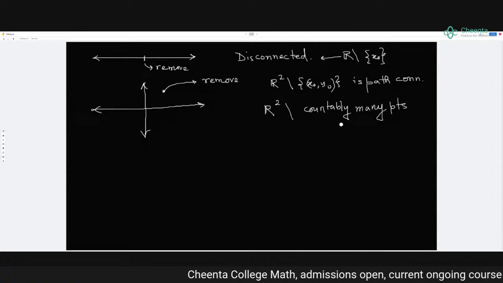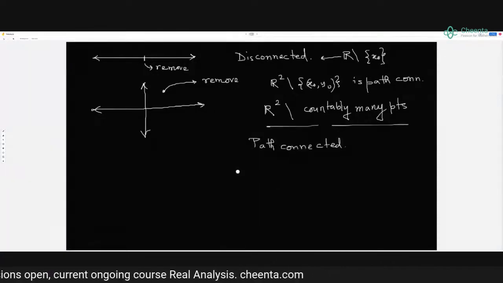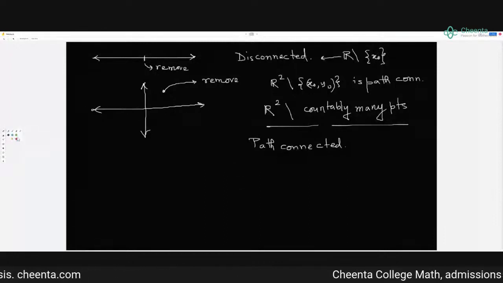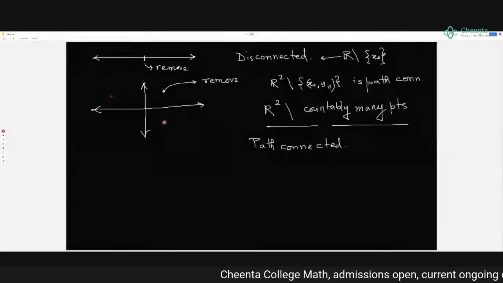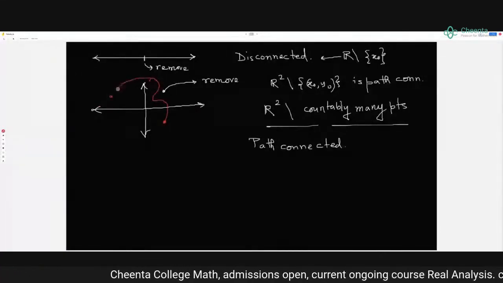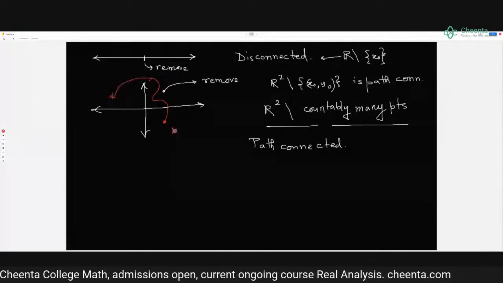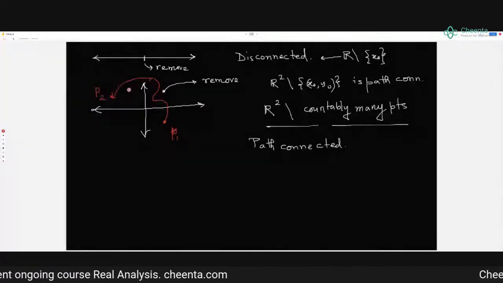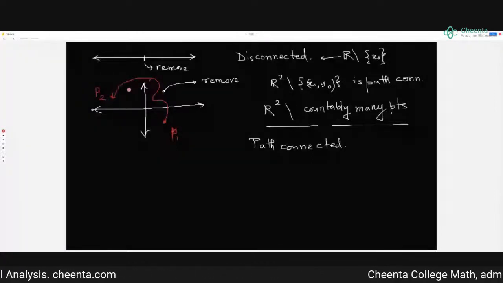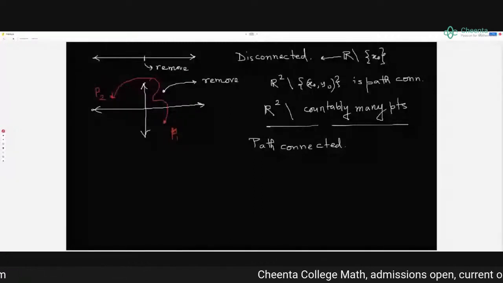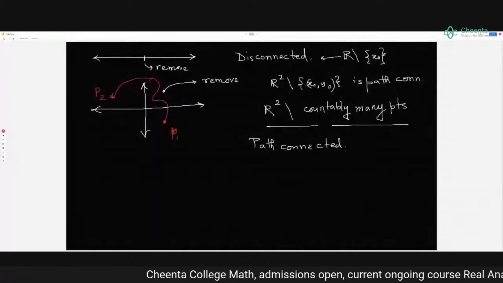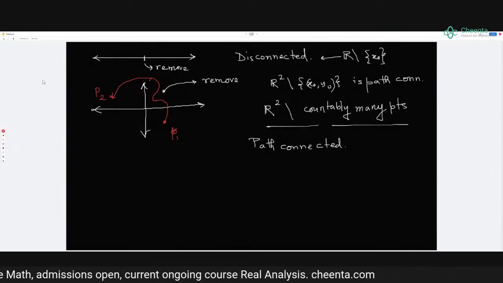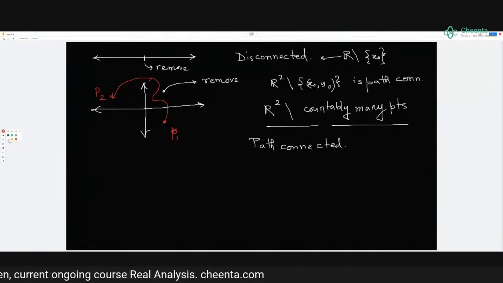Even if we do this, the fact is that R2 has uncountably many points, and path connectedness means that if you pick any 2 points, let's say P1, P2, then there has to be a continuous path that joins these 2 points. So if I only remove countably many points, then since R2 has uncountably many points, I can always find those extra points to draw my path through. So that's the geometric way to understand this.